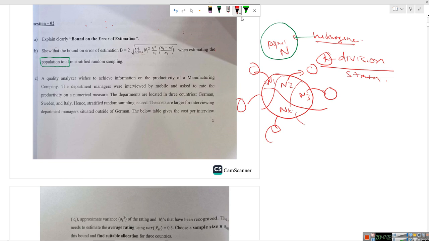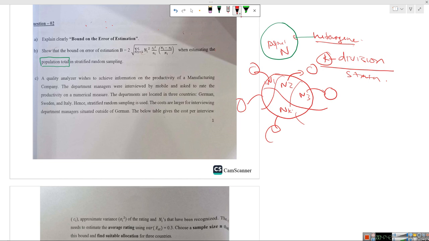First one is equal allocation. In equal allocation, irrespective of the strata size, we equally allocate the samples for each stratum. And then we have studied proportional allocation, Neyman allocation, and then optimum allocation also. For each type of these allocations, you should know the equation separately, how to derive them, and how to apply them in research activities and real life scenarios.